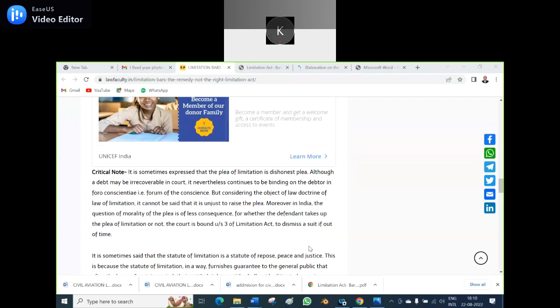But considering the object of the doctrine of limitation, it cannot be said that it is unjust to raise the plea. Moreover, in India, the question of morality of the plea is of less consequence, whether the defendant takes up the plea of limitation or not. The court is bound under Section 3 of the Limitation Act to dismiss a suit if out of time.